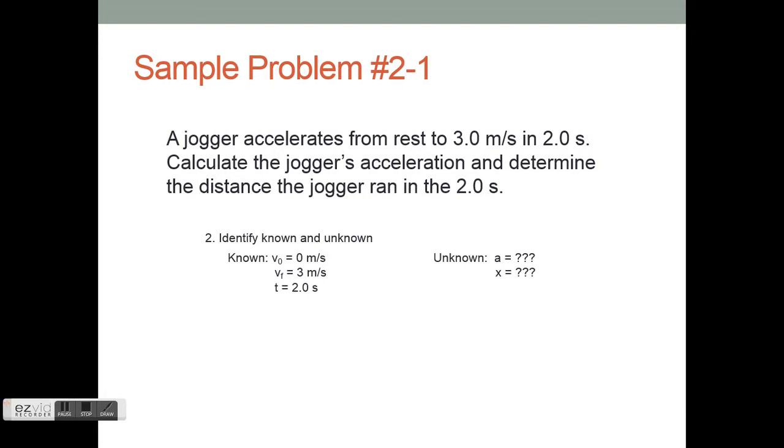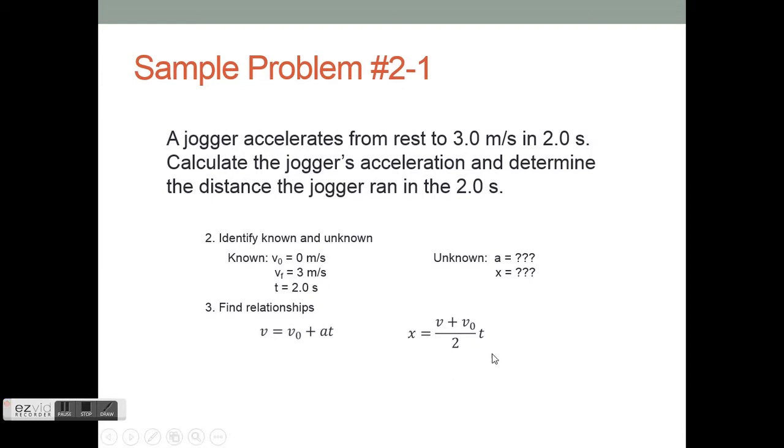Known quantities: if I start from rest, my initial velocity is 0, and my final velocity is 3 meters per second. The time it took was 2 seconds. So those are the 3 known variables that I have. The 2 unknown variables that I don't know anything about are acceleration and distance. It happens to work out that those are the 2 things that I want to calculate in this problem. A lot of times the problem asks you to calculate something that's unknown. Next, find relationships. There are 2 relationships that I can use to relate initial velocity, final velocity, and time to acceleration and distance.